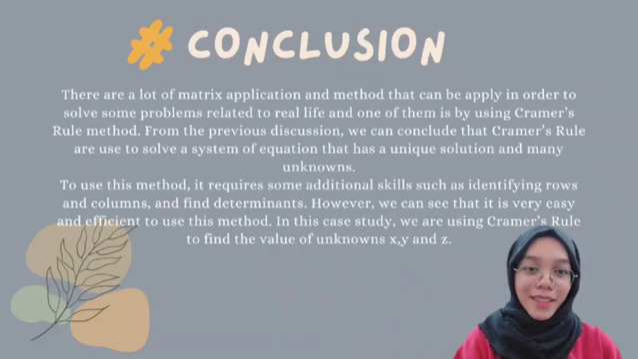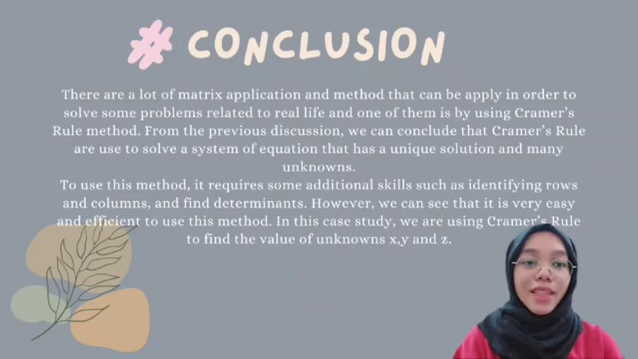To use this method, it requires some additional skills, such as identifying rows and columns and finding determinants. However, as we can see from the previous slides, Cramer's rule method is so easy and efficient to use. In this case study, we are using Cramer's rule method to find the value of unknowns x, y, and z.